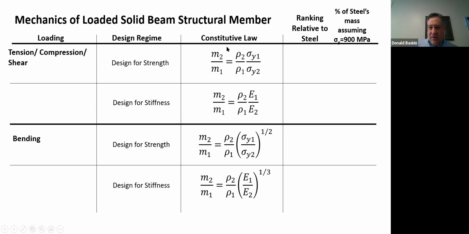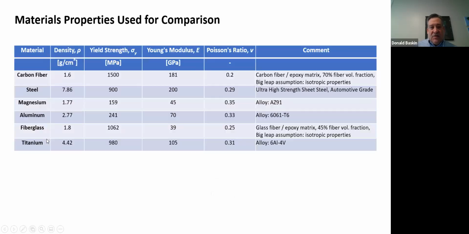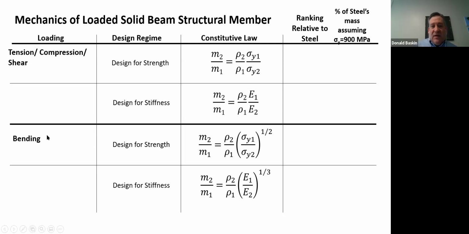And they're shown here. The mass of the second one versus the mass of the first one is a function of the two densities, the density of the first one and the density of the second one, and then the yield strength of the material, or the stiffness of the material. Which brings me to pointing out that this table shows, for different modes of loading, tensile, compression, shear, and bending, and then there's also a version of this for buckling and torsion.